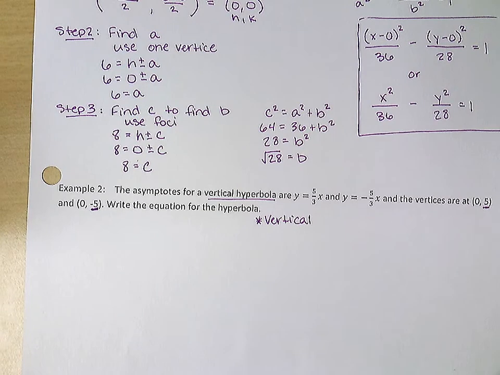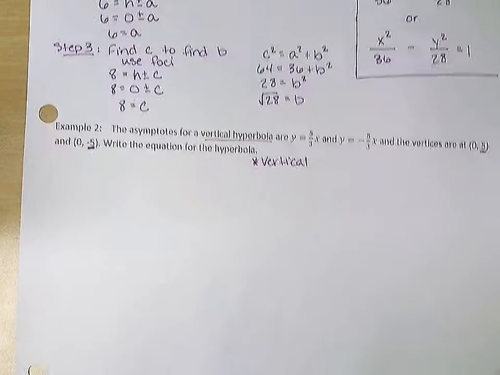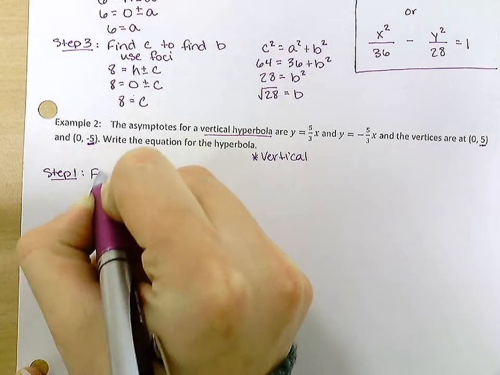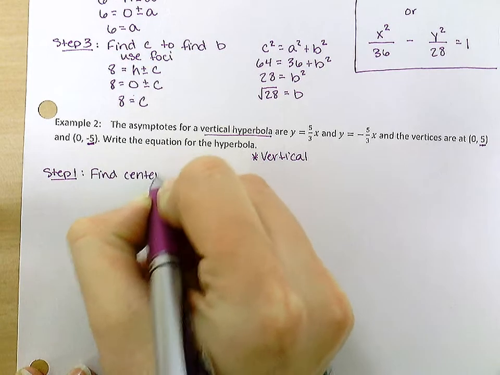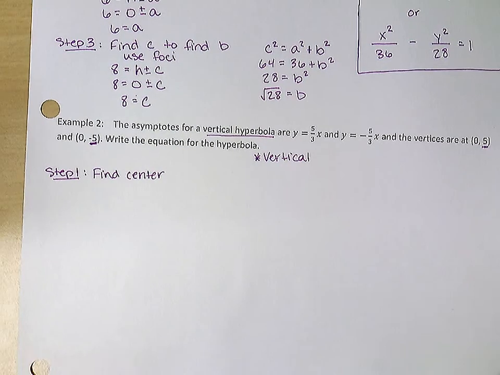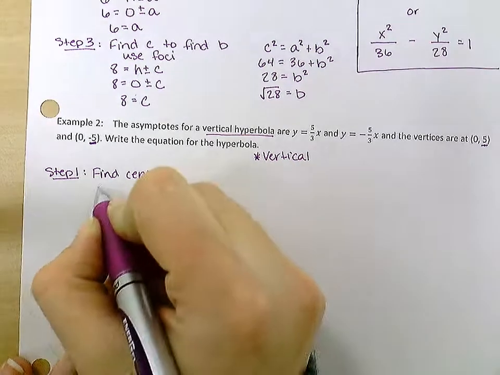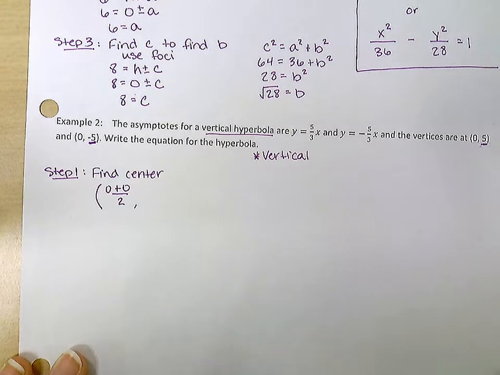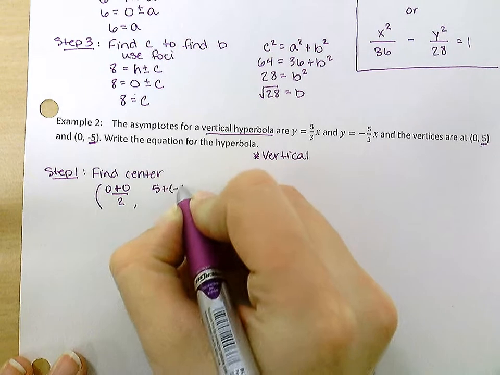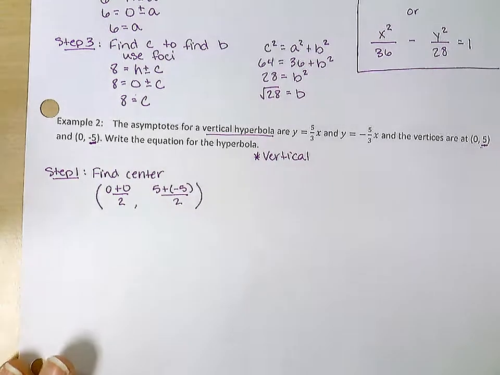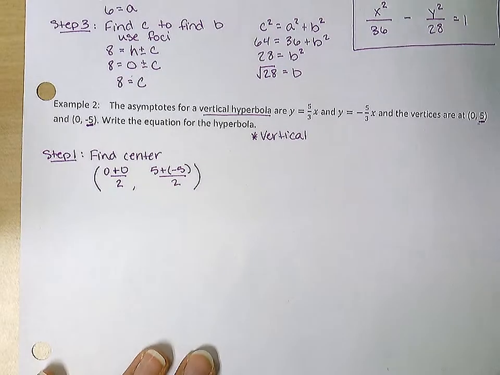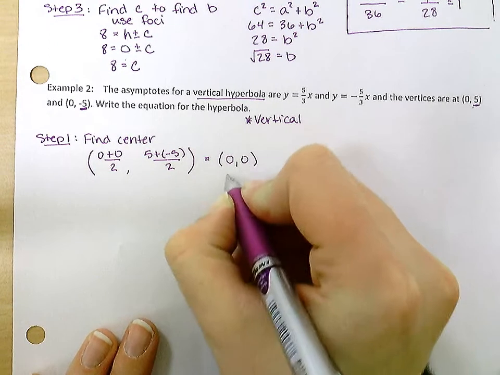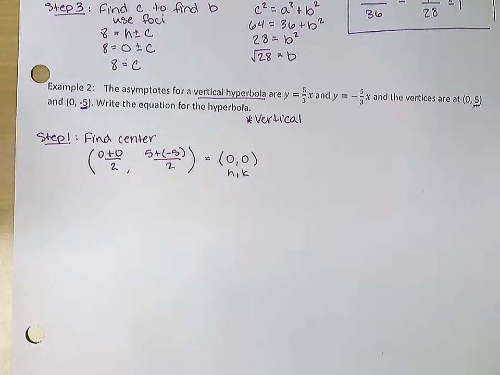So first thing I want to do is find the center, just like we did before. So step 1, find the center. We'll use the midpoint of our vertices. So average our x's, so that's 0 plus 0 over 2, and average our y values in those vertices, so we have 5 plus negative 5 over 2. Okay, that will give us a center of 0, 0, and again that is at h and k.